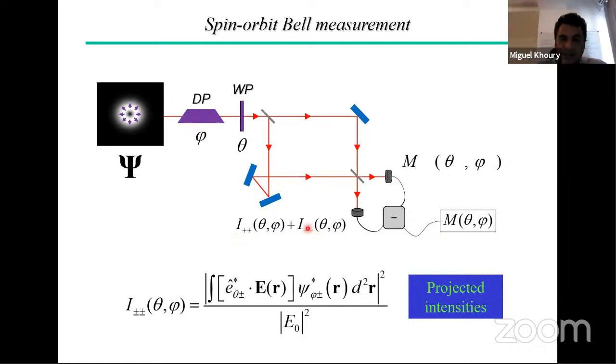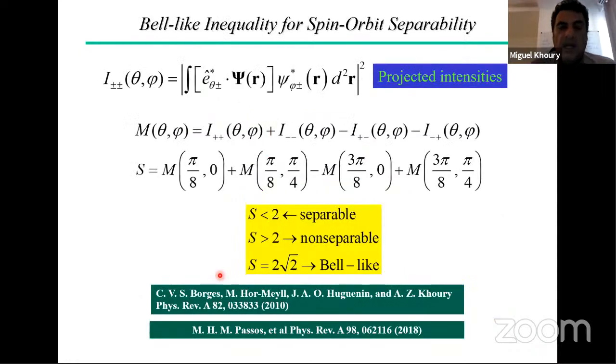I don't know what happened, but this is what it should be. So we can measure this quantity M as a function of theta and phi. And what we find is that, again, as in the quantum mechanical case, if the mode is separable, then this quantity S must be smaller than 2.